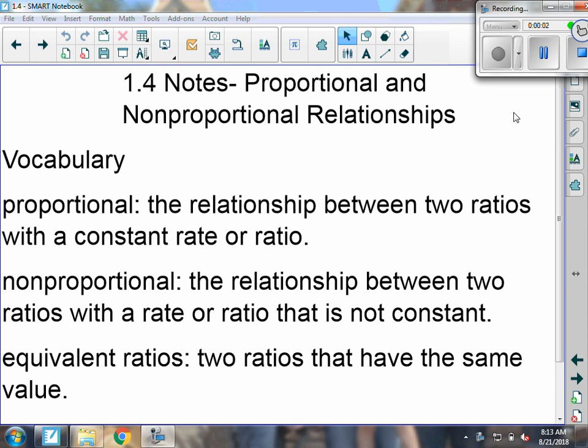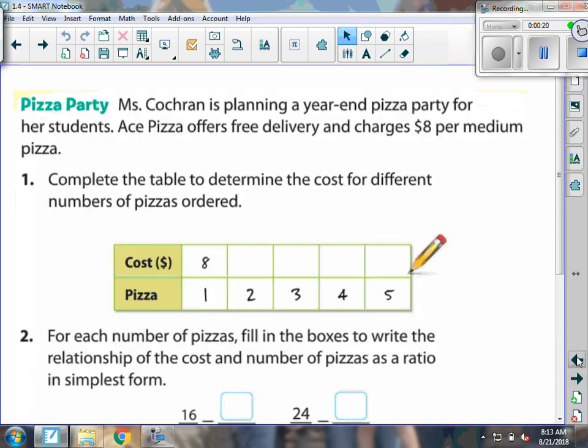Okay, today we're covering Chapter 1, Lesson 4, Proportional and Non-Proportional Relationships. So we have three definitions today: proportional, non-proportional, and equivalent ratios. So go ahead and pause this and take a moment to write these down, please. Okay, I just want you to follow along.